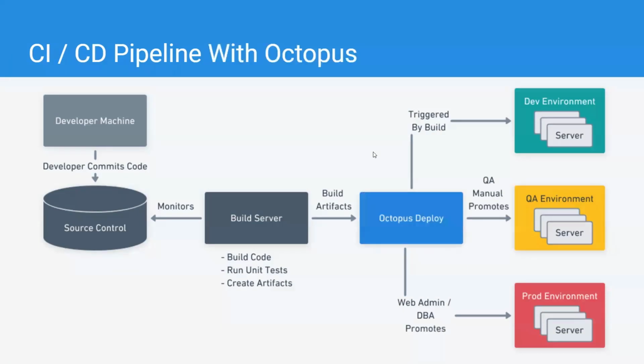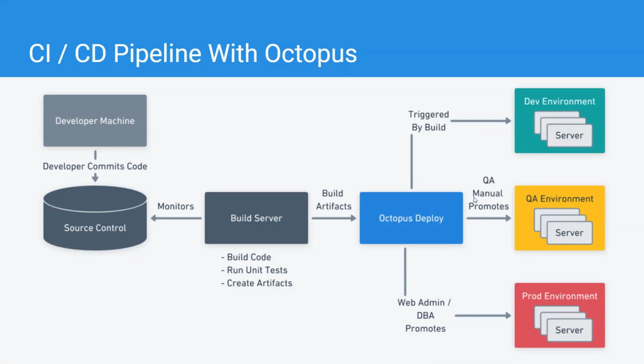So Octopus fits in right after the build server. Octopus doesn't replace the build server. The build server can push the packages into Octopus, and Octopus will take over and then deploy to your environments. In this case, on this slide, we've got dev, QA, and production.